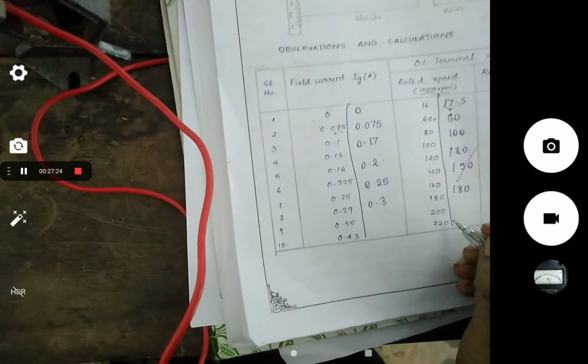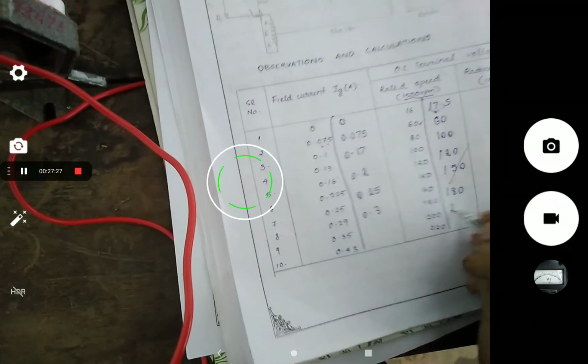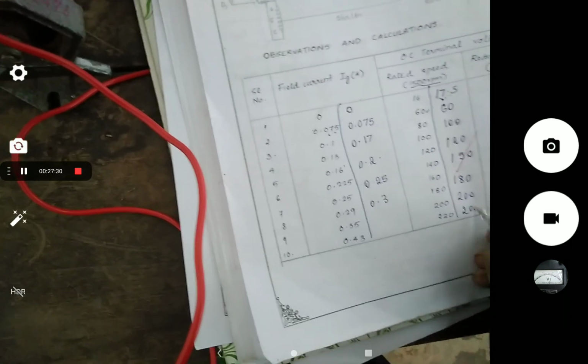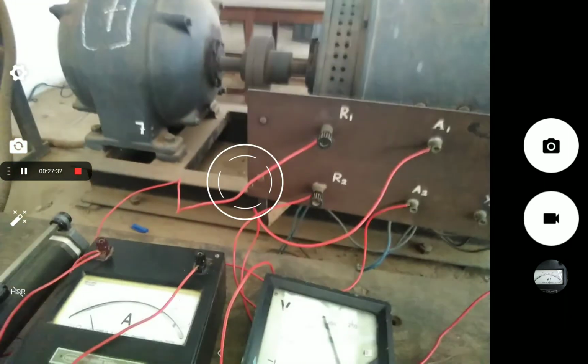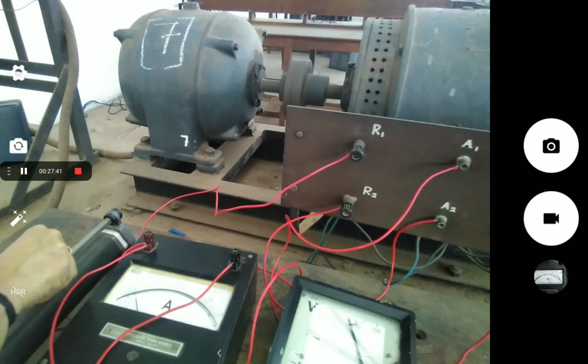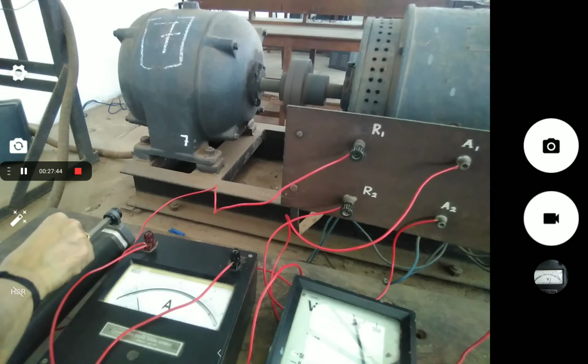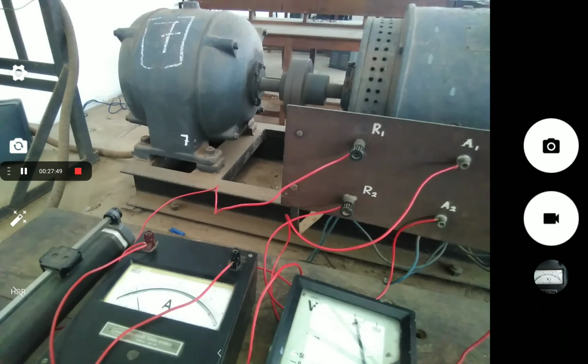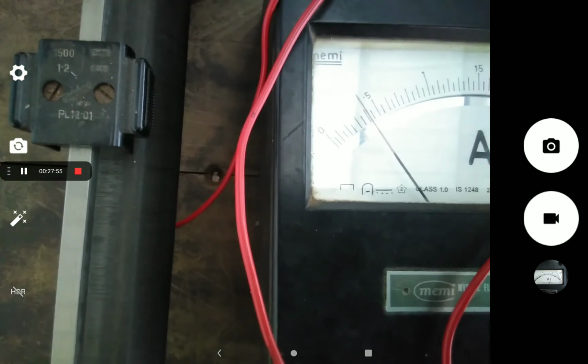Okay. Then just set it to 200 and 220 volts and note down the current corresponding to 200 volts. By adjusting the rheostat, you just increase your voltage to 200. So now the voltage has reached 200 and the current is 0.4 ampere. For 200 volts, current is 0.4 ampere.